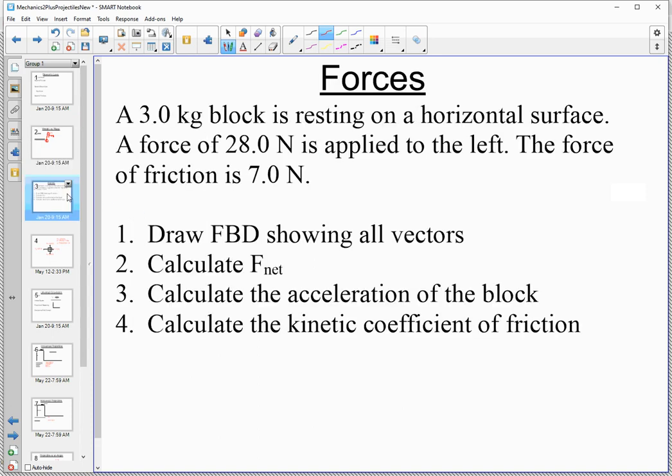Now, this should all remind you of the problems we've been working all year. The box sitting on a horizontal surface, forces acting on it, and then, of course, a multi-step problem. So why don't you put the video on pause and work this problem out, and then we'll go over the solution.